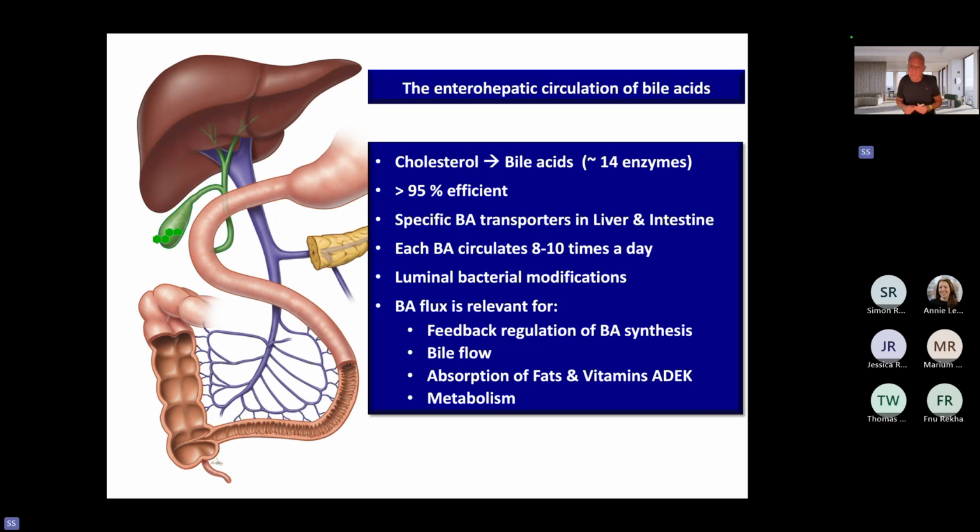Bacteria in the lumen can modify bile acids as well. The maintenance of bile acid flux is clearly relevant because the synthesis of bile acid depends on feedback regulation, so that the 5% of bile salts that are lost in the stool every day has to be resynthesized. Bile acid flux is important to maintain bile flow, for the absorption of fats and fat-soluble vitamins, and for overall hepatic metabolism.